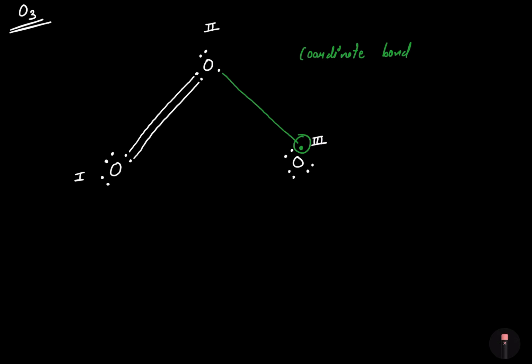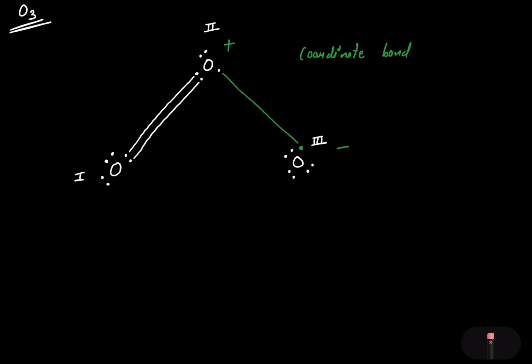Now, as oxygen number 2 has donated its electron to oxygen number 3, oxygen number 2 will carry a +1 charge, and oxygen number 3 has gained an electron from oxygen number 2, so oxygen number 3 will have a 1 negative charge. Now let's evaluate these charges by the formula of the formal charge.